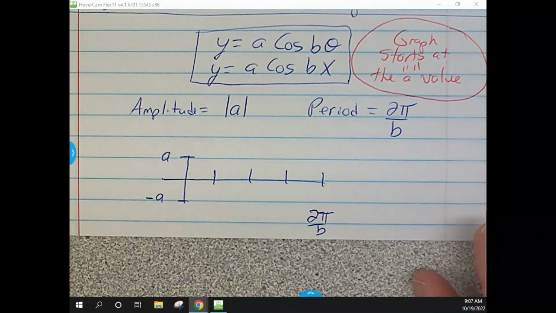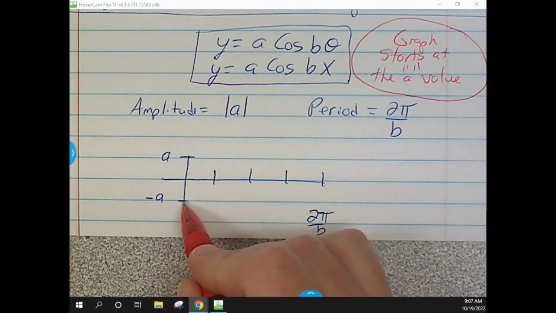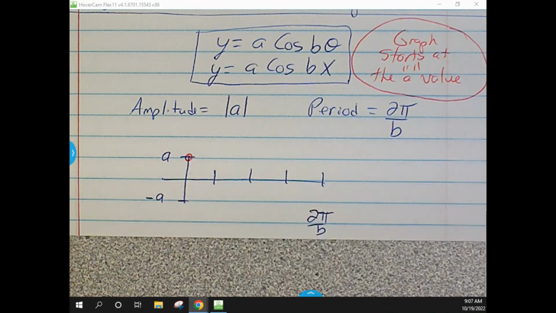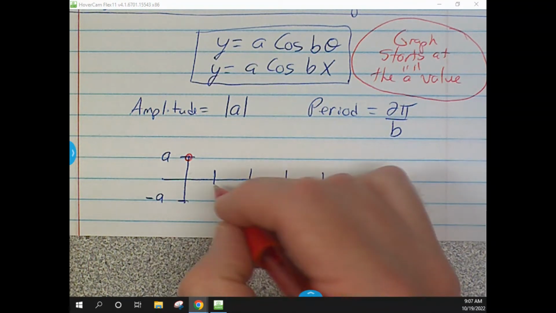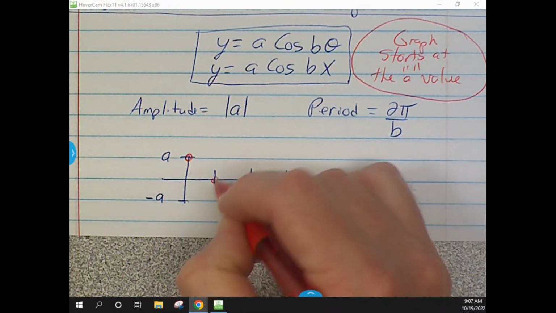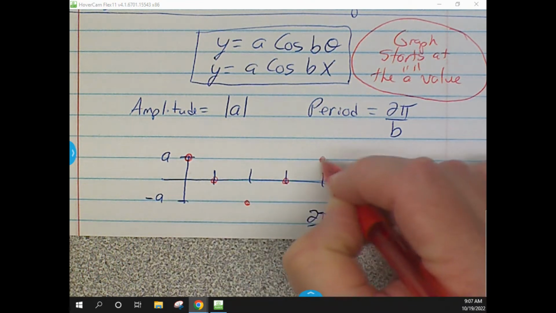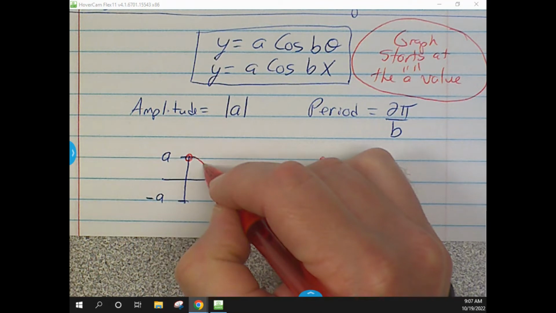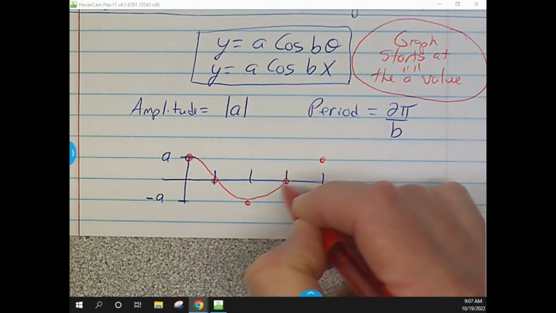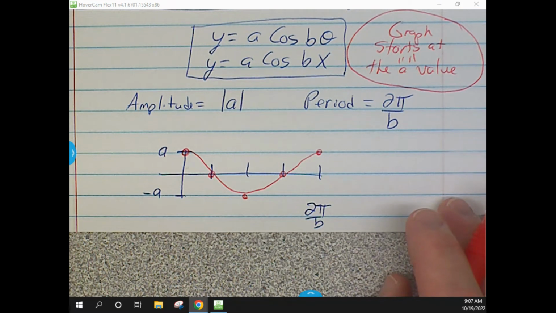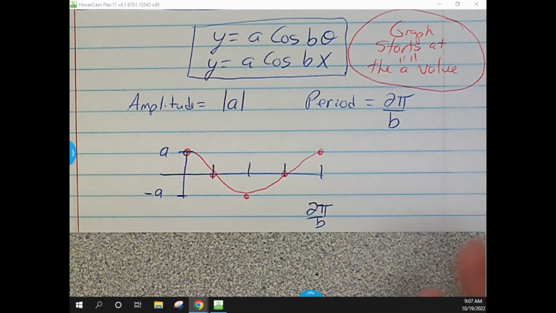So if your A value happens to be negative, you'll start down here. If your A value happens to be positive, we'll start there. And then again, if you're at the top, you're going to go to the middle, to the bottom, to the middle, and then back to the top. You may be saying, well, that doesn't look anything at all like the last graph because this looks, it's a bell shape, right? No, it's upside down bell, but it's a bell-shaped curve.